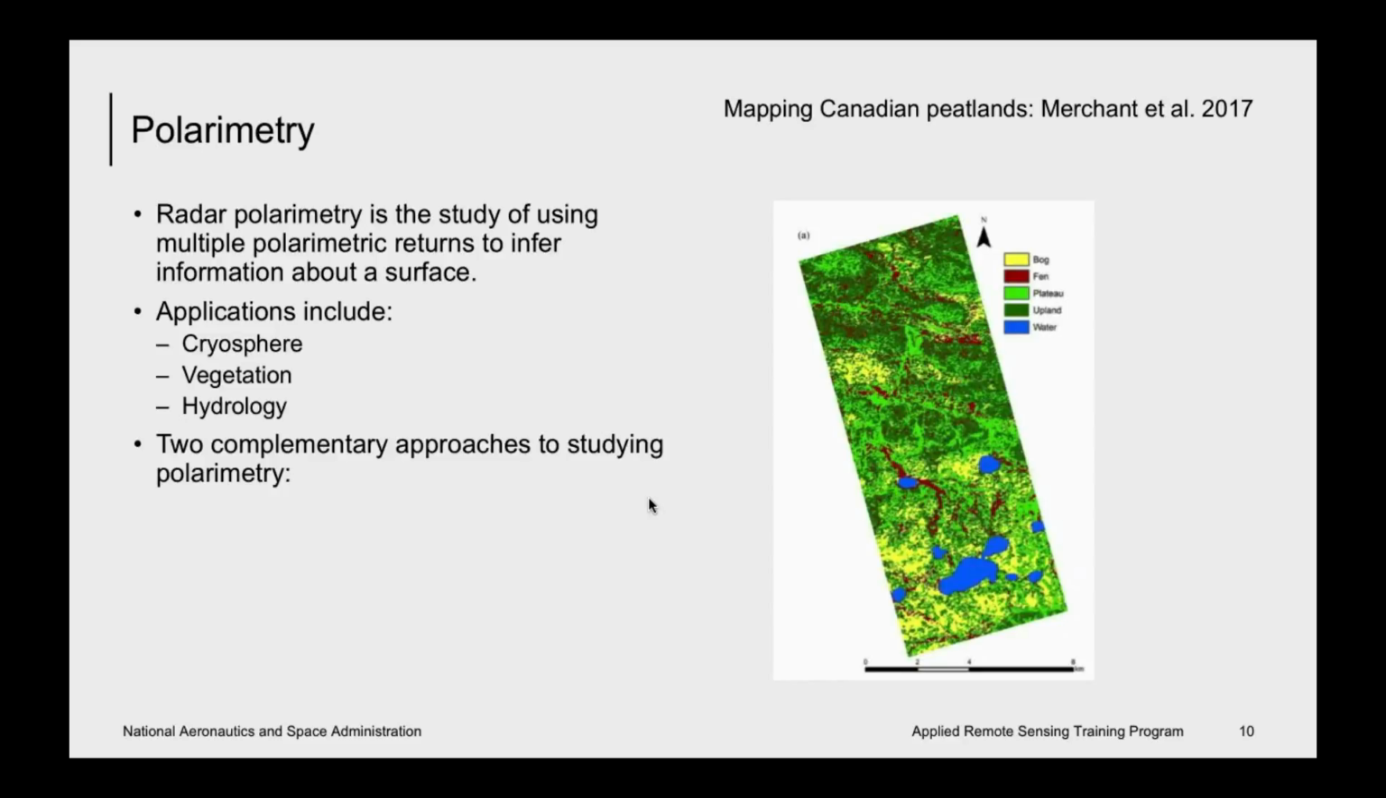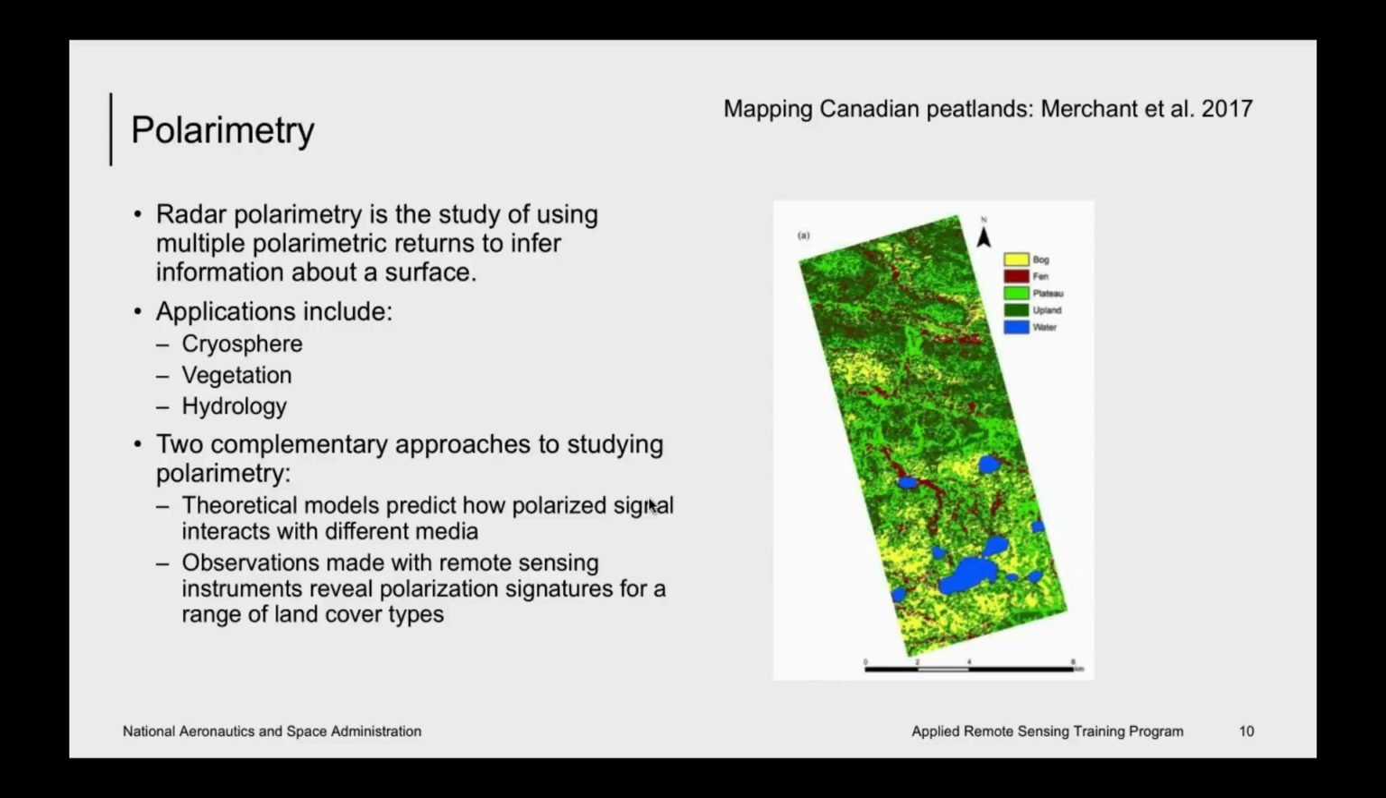And if you look into the literature, you find two main types of studies. Some researchers are concerned with building theoretical models. They sometimes are also called forward models that simulate the scattering of the signal over different types of surfaces. So those are more theoretical models. There are also more empirical studies that show with observations what the signal is at different land cover types. So we are looking into different polarization signatures.